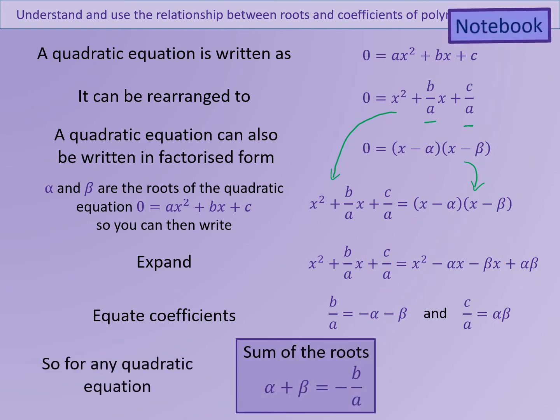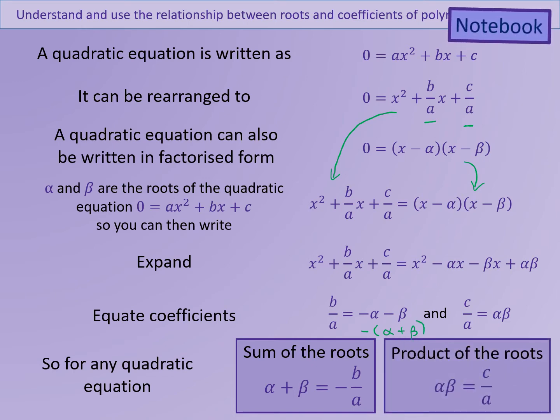And so just to summarise here, the sum of the roots, alpha plus beta, will be equal to -b/a. Now that comes from factorising out that negative sign and multiplying the equation through by -1. And the other one there, the product of the roots, alpha beta, will be equal to c/a.